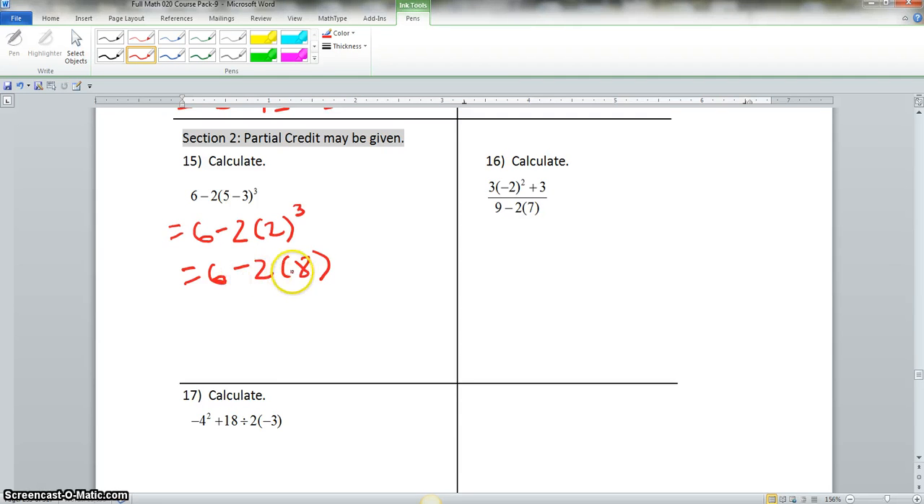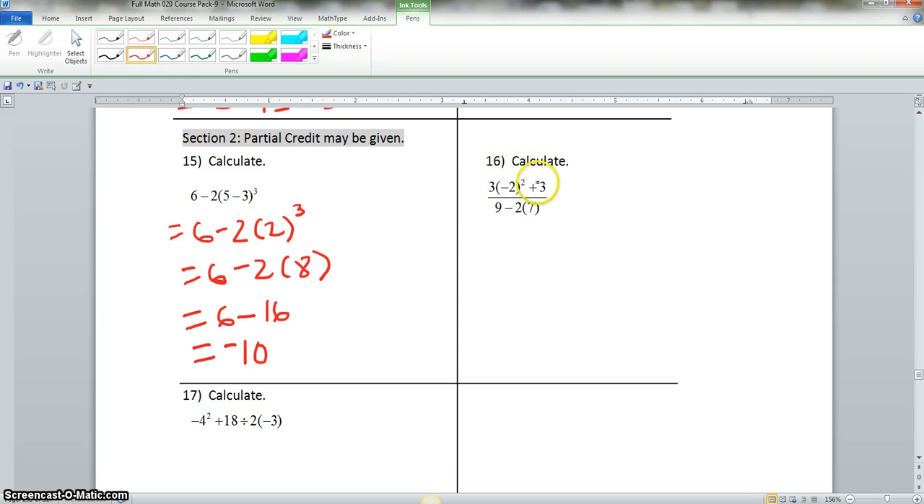Now we're left with subtraction and multiplication. So we'll bring down our 6. This minus 2 times a positive 8 will give us minus 16. 6 minus 16, we know we will subtract. 6 and 16 will give us 10 when we subtract. And we'll carry the sign of the larger number, which is 16. So this will be negative 10.